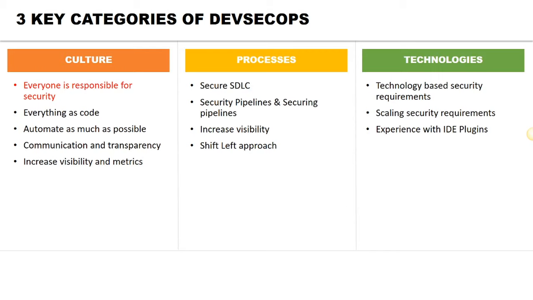So that's the cultural part. And increase visibility and metrics. We should publish the metrics to all levels, and also there should be visibility of any act or any result of a process. Moving to the process, implementation of secure SDLCs, security pipeline and securing pipelines. This is tricky again. Security pipelines, we call them CI/CD pipelines, which have security tooling enabled for security scans. Securing pipelines is something we'll discuss a bit later, but it is also important to secure your pipelines.